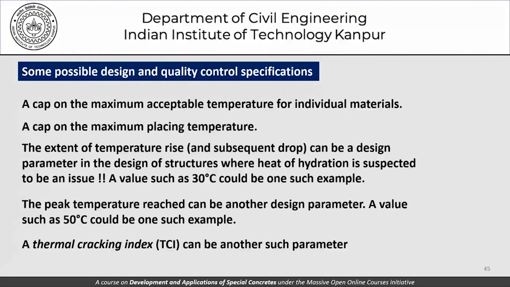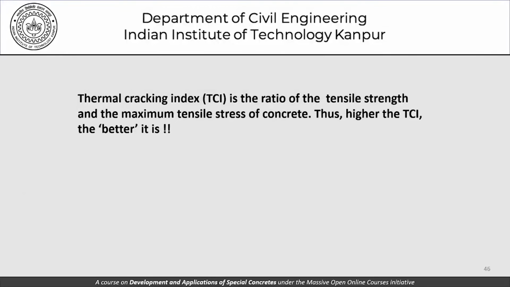A thermal cracking index is the ratio of the tensile strength and the maximum tensile stress in concrete. Thus, the higher the TCI, that is the thermal cracking index, the better it is. The less likely it is that the concrete will crack. To reiterate, this index is the ratio of the instantaneous strength to the instantaneous thermal stress. So if we have higher strength compared to the stress, this index is higher, and that is what is better for us. The lower is the risk or the probability of cracking.